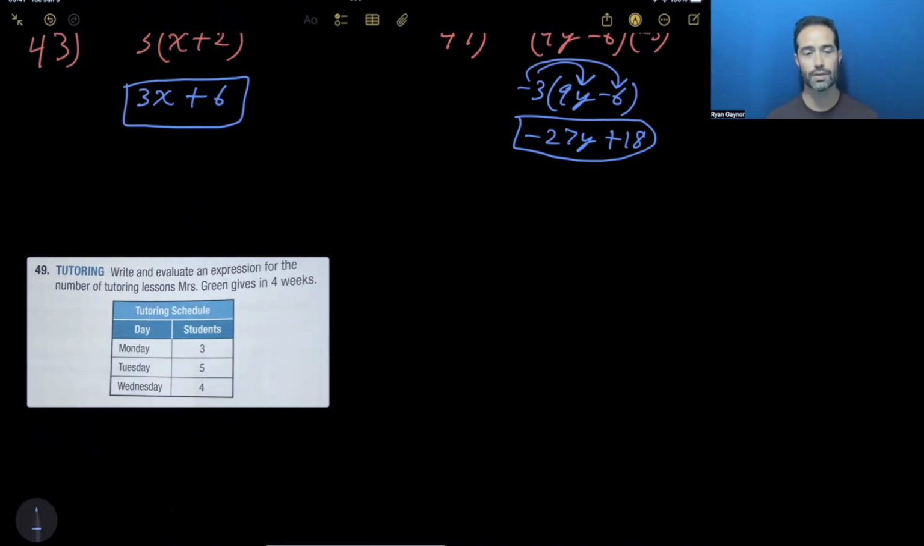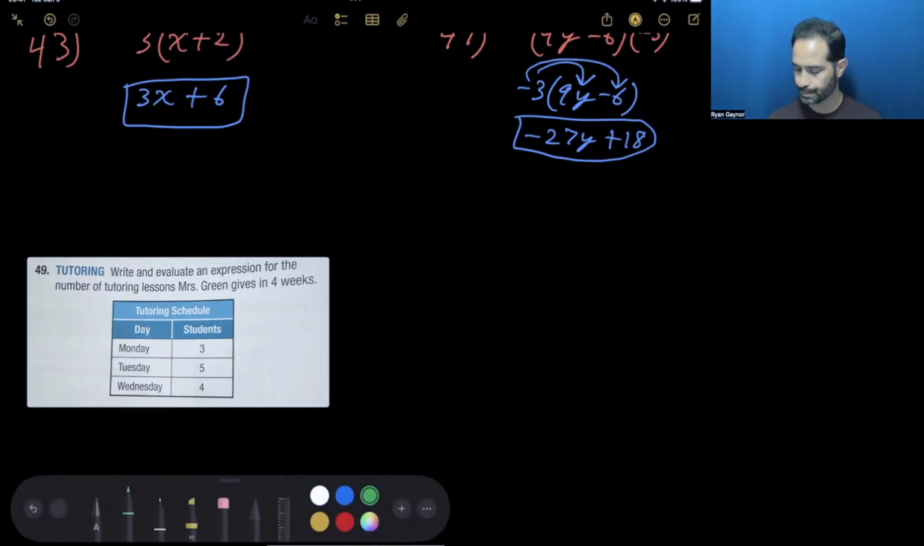On Monday, she has 3 students. On Tuesday, she has 5 students, and on Wednesday, she has 4 students. So they're just insinuating that this is her whole week, Monday, Tuesday, Wednesday. She doesn't tutor on the other days. Okay, so they want you to write and evaluate an expression. All right, so let's do that.